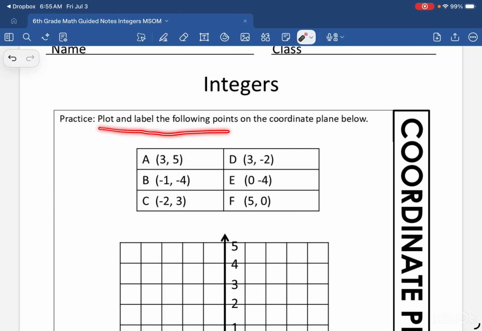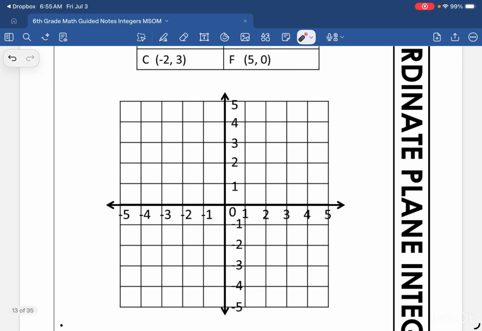Practice. Plot and label the following points on the coordinate plane below. So our first one is A, which is (3, 5). So if we're at 0, we're going to go 3: 1, 2, 3, and then 5: 1, 2, 3, 4, 5. The point will be right there.